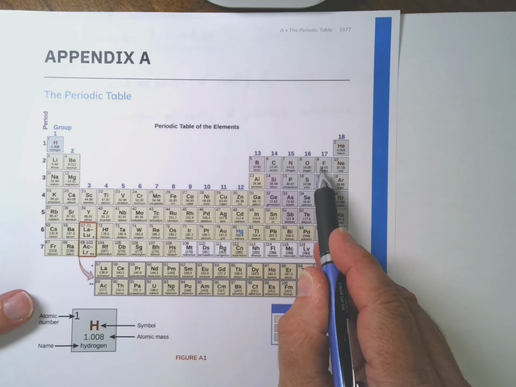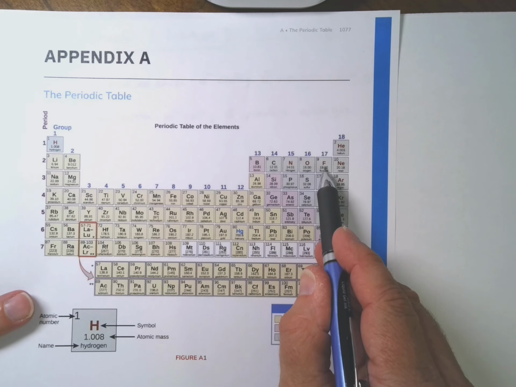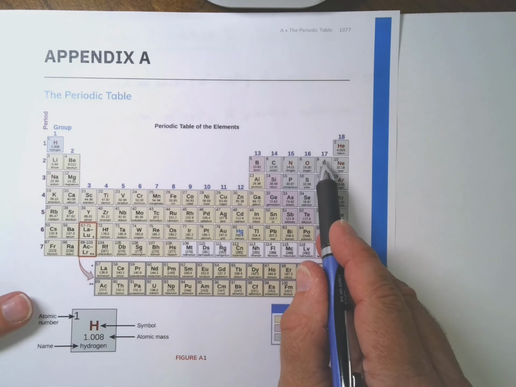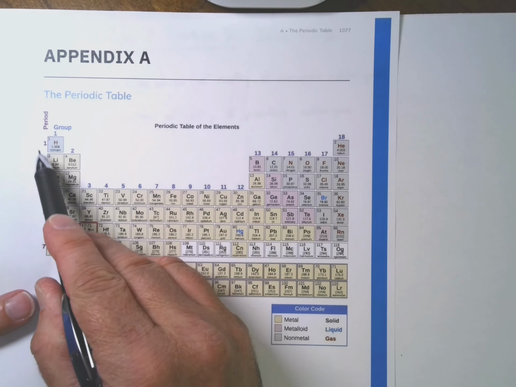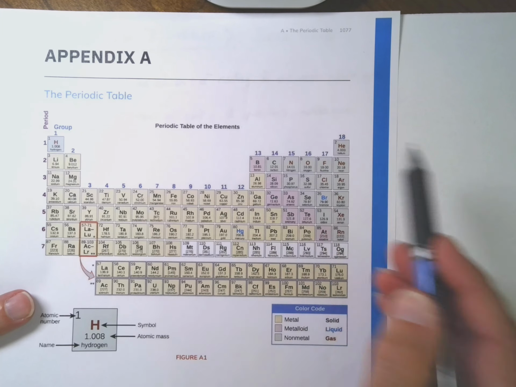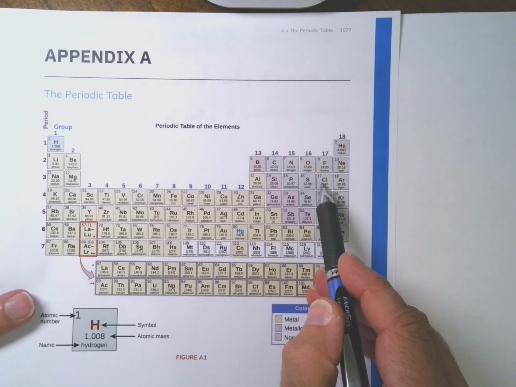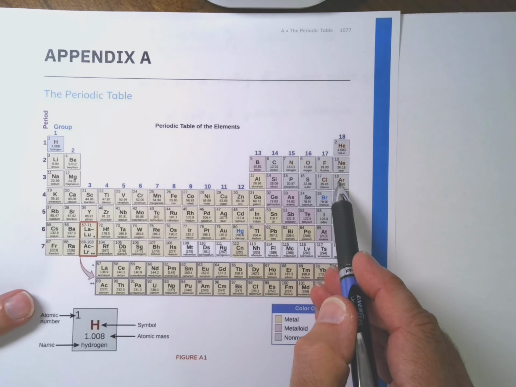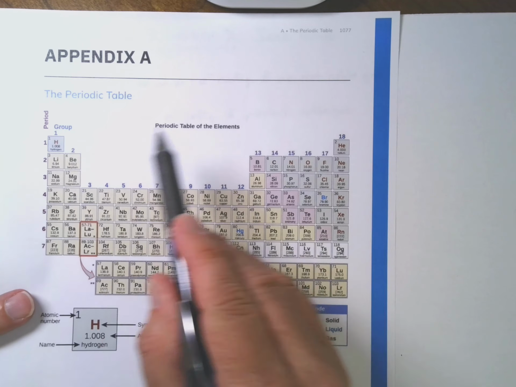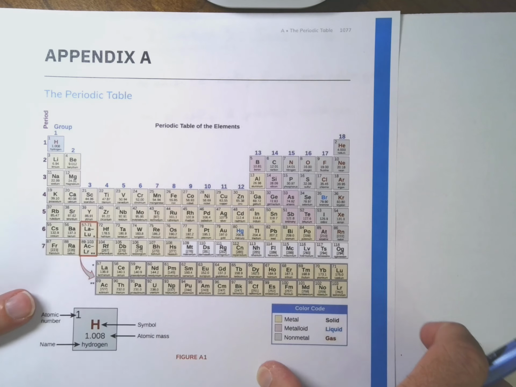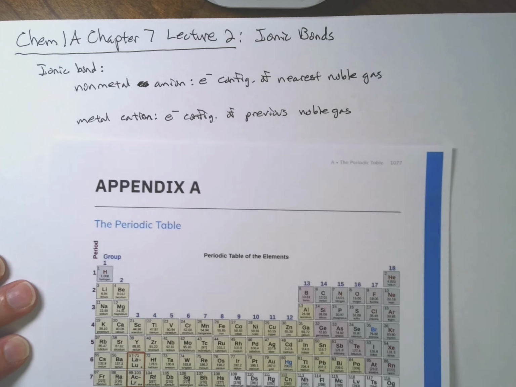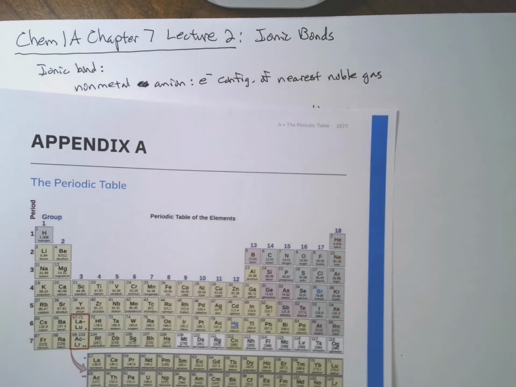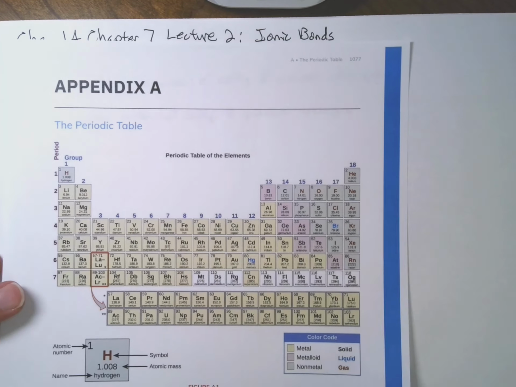So if I had F as my anion, F minus, it would look like neon. If I had lithium plus, it would look like the previous noble gas, which is helium. If I had sodium chloride, my chloride would be Cl minus, it would look like argon. My sodium would be Na plus, and it would look like neon. So we say that one element, the cation, the metal, donates an electron to the anion, or possibly more than one electron.